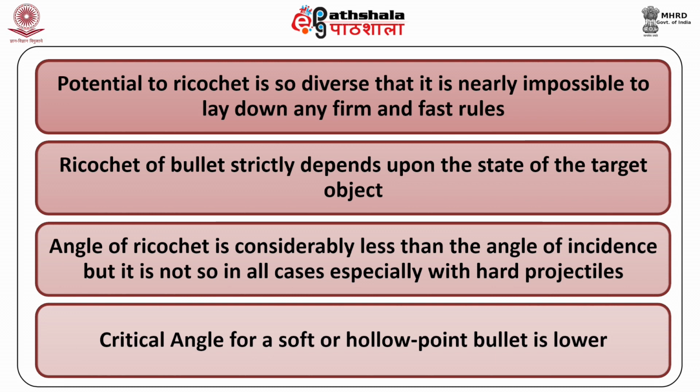In most of the cases, the angle of ricochet is considerably less than the angle of incidence, but it is not so in all cases, especially with hard, jacketed, high velocity projectiles penetrating a frangible material such as stone or concrete. The critical angle for a soft or hollow point bullet is lower. Compared to an equivalent fully jacketed bullet, it would appear that the collapsing hollow point nose increases the incident angle, thus increasing the propensity for ricochet.